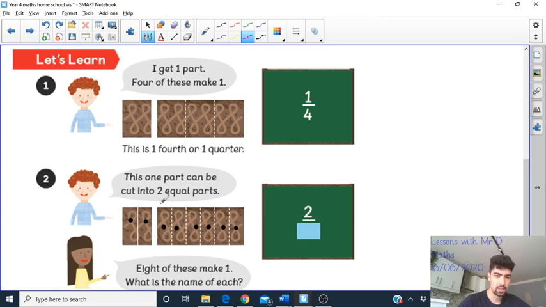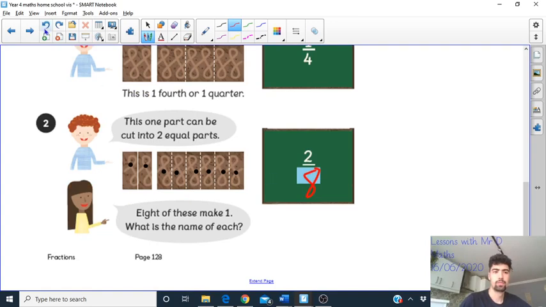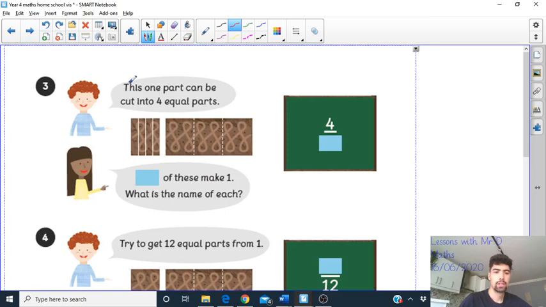So each quarter is 2/8. We could cut each one again. So now I would have 1, 2, 3, 4 equal parts, and I have to cut this one into 4 equal parts. It's hard to do on the line, but you get the idea. So I'd have 1, 2, 3, 4, 5, 6, 7, 8, 9, 10, 11, 12, 13, 14, 15, 16.